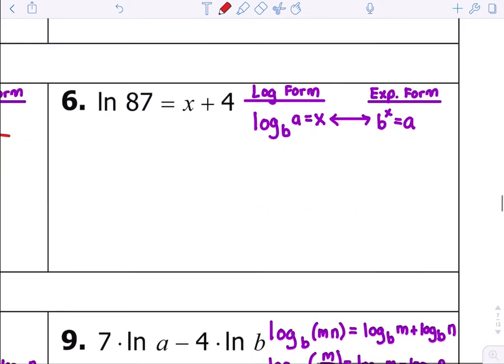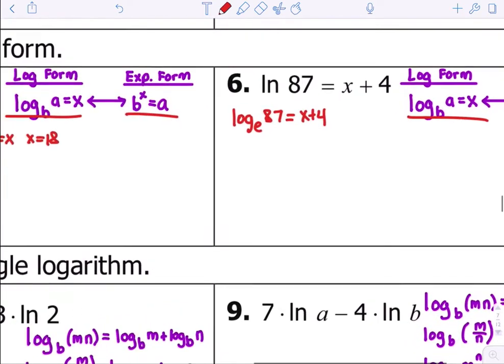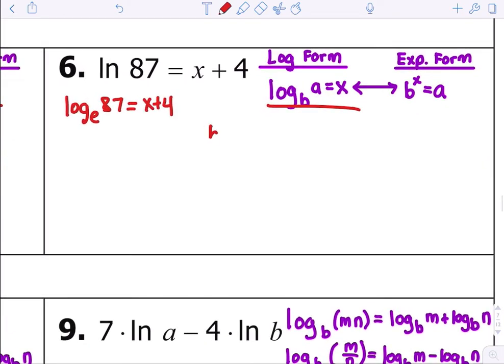All right, number 6, change natural log to be log. So log base e of 87 is equal to x plus 4. Now let's label. Remember, we're in log form, we want it to be in exponential form. So our b value is e, our a value is 87, and our x value is x plus 4. And now just make it into exponential form. So e to the x plus 4 power is equal to 87.